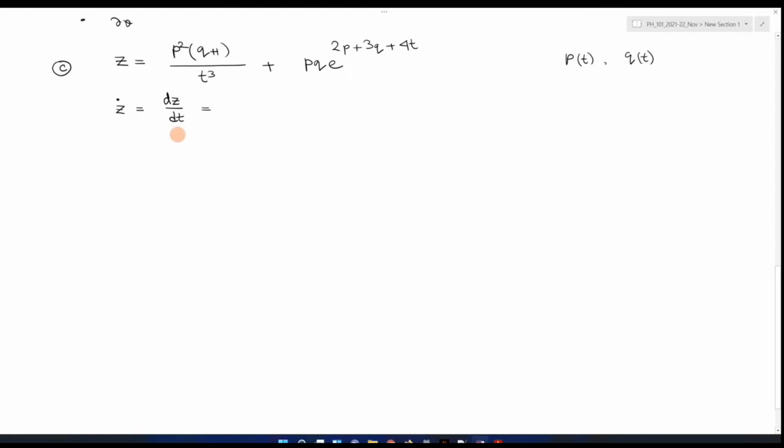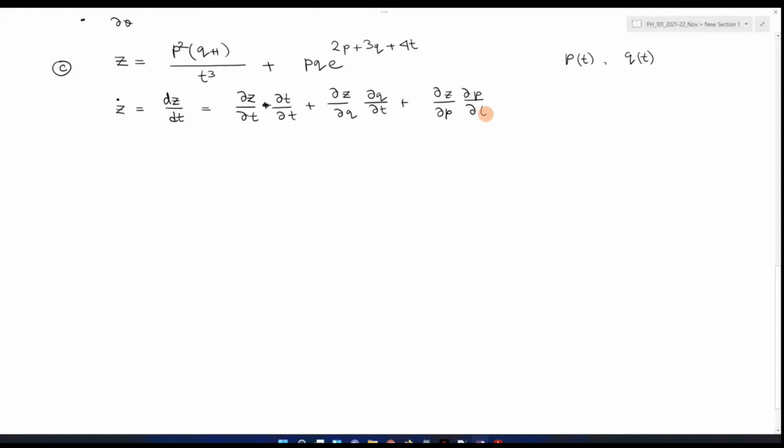By chain rule. del z over del p into dp over dt, plus del z over del q into dq by dt, plus del z over del t. Oh, I have already written it at the first, sorry. So del z over del p over dp over dt.